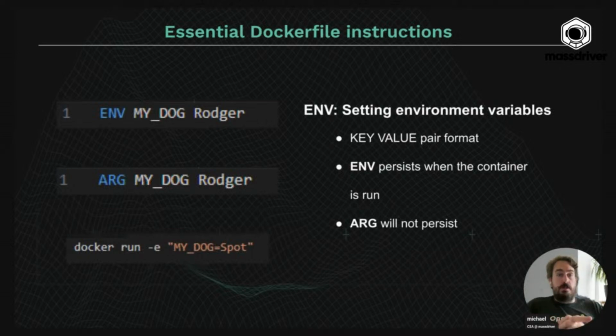Setting environment variables. The ENV instruction also sets environment variables in a key value pair format. So in this example, I'm setting the environment variable of MY_DOG to Roger. Environment variables set with ENV will persist when the container is run from the image. If you only need a variable during the build process and don't want it to persist, you can use the ARG instruction instead. Additionally, you can override an ENV variable at runtime using docker run -e.